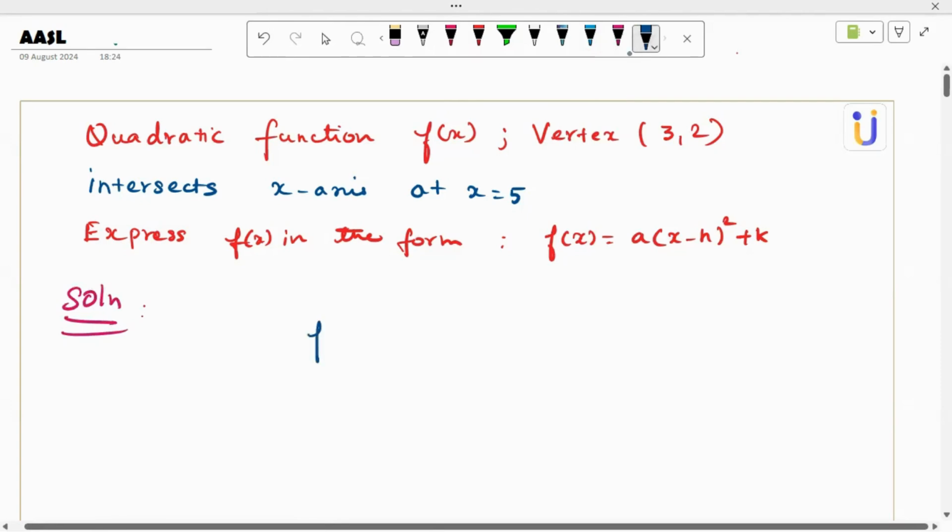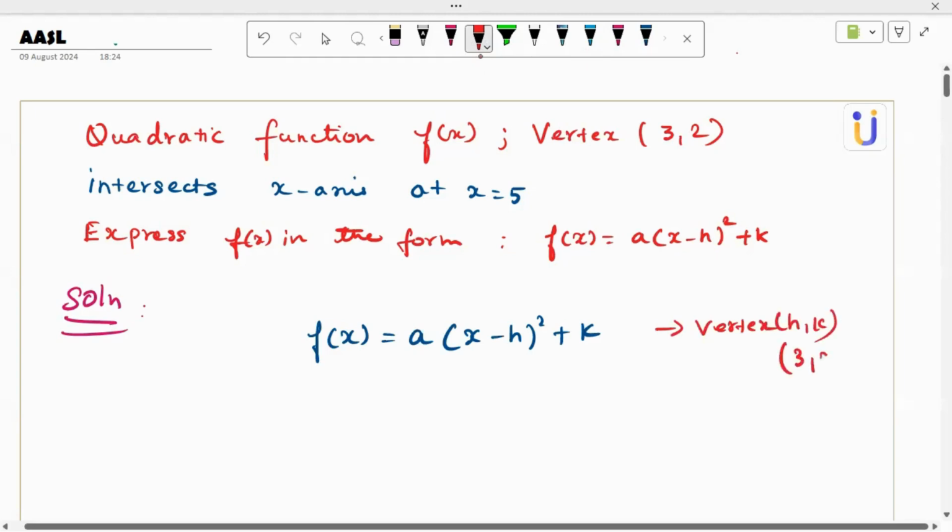So f of x is equal to a times (x minus h) the whole square plus k. This is the vertex form we know, right? And what is your vertex? Your vertex is h comma k in this vertex form. What is the vertex given? 3, 2. So now just replacing these values in h and k, almost the problem is solved. We only need to find a. So (x minus 3) the whole square plus 2.